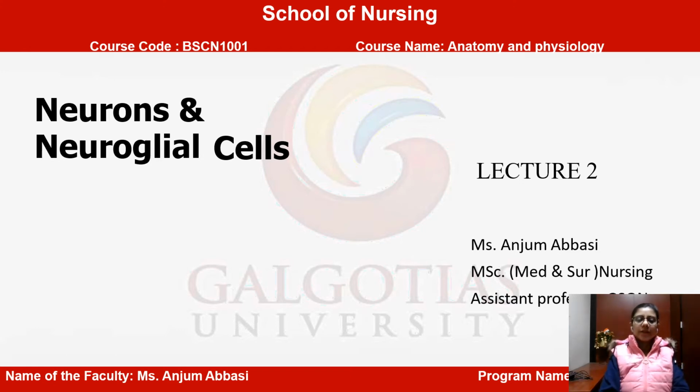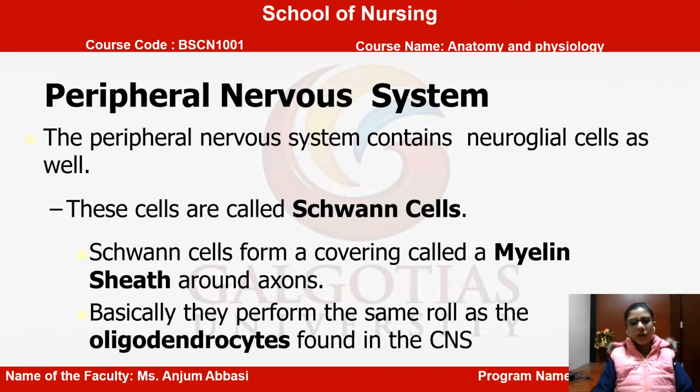So today's class is the continuation of the first lecture on neurons and neuroglial cells which I took last time for you. Here we are learning the peripheral nervous system, which has Schwann cells. Generally, Schwann cells make a myelin sheath, a covering or layer which covers the axons. So basically they perform the same role as the oligodendrocytes found in the CNS.